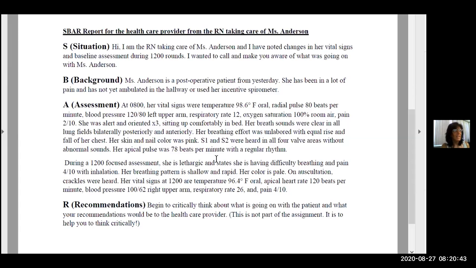Let's see if you recognize some of these things. Here, situation: Hi, I'm the RN taking care of Ms. Anderson. I've noted changes in her vital signs and baseline assessment during 1200 rounds. I wanted to call and make you aware of what was going on. So what's your name? Do you have a name? First of all.